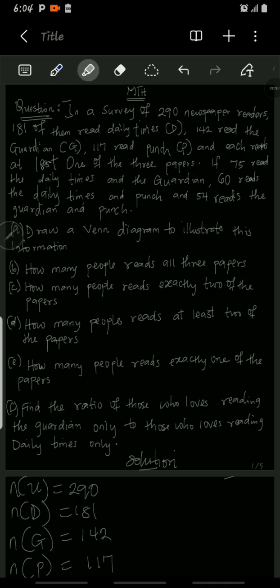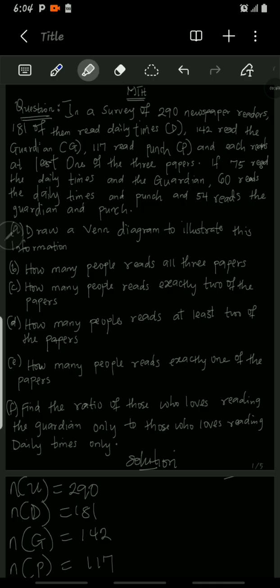Now the word at least here means that those people that read 2 papers can read more than. So for instance, when I say at least 2, it means those people that read 2 and more than 2. Those guys that read 2 papers and more than 2 papers. You understand? That's the meaning of at least here.